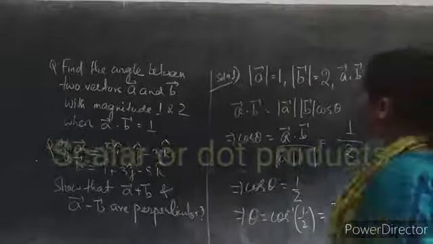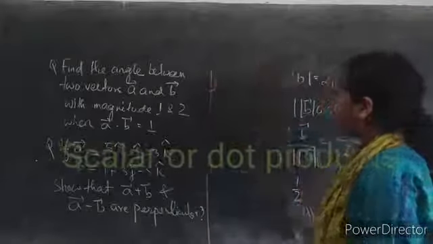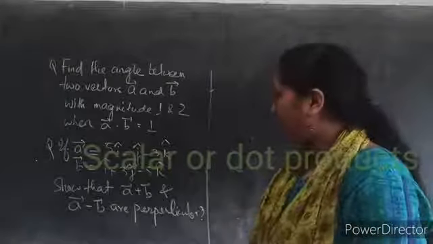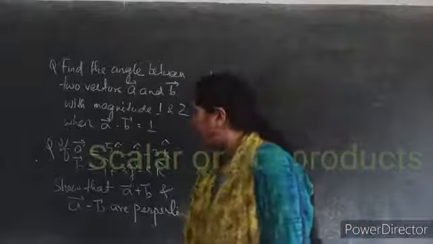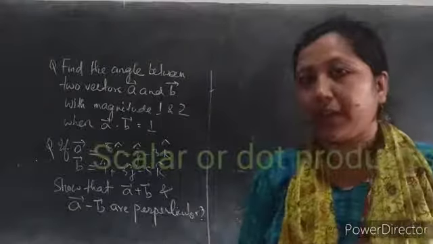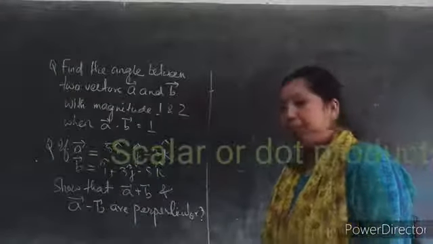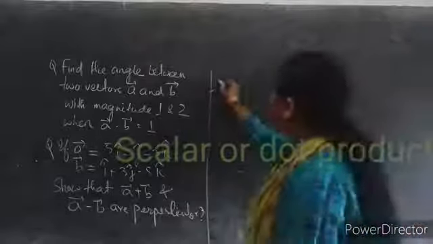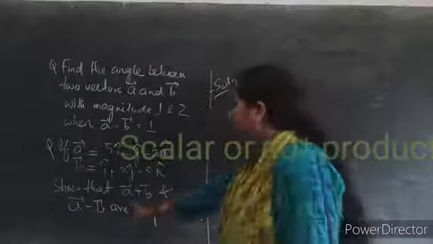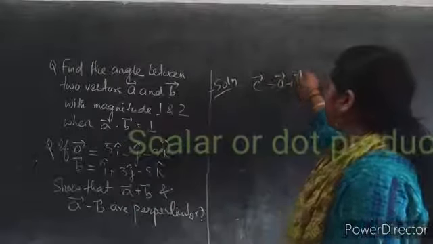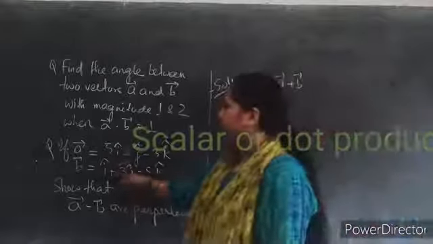Okay, so let us see the next question. If your A vector is given as 5 i cap minus j cap minus 3 k cap and B vector is given as i cap plus 3 j cap minus 5 k cap, show that vectors A plus B and A minus B are perpendicular. Suppose we consider another vector C which is A plus B.